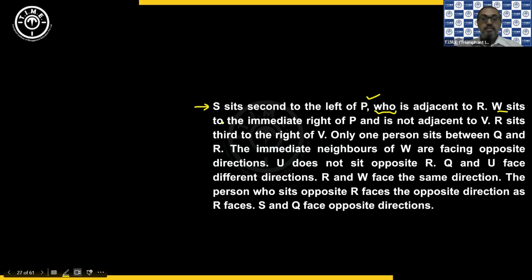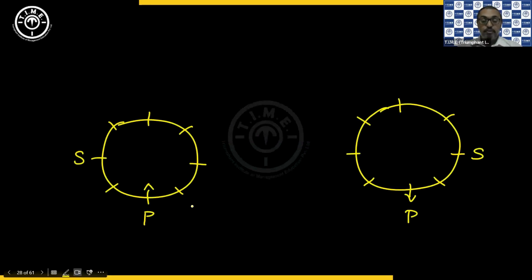Now the next line says W sits immediate right of P. So W has to be immediate right of P. So in the first case, right is anti-clockwise direction. So you place W immediate right. Then the other adjacent will be R. Now in the second case, right is clockwise direction. So you put W here, immediate right. So the other adjacent position will be R because P is adjacent to R.